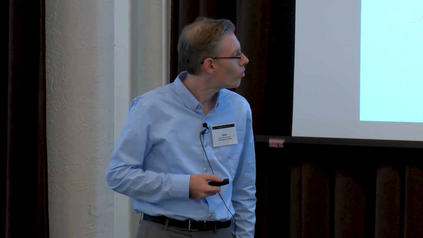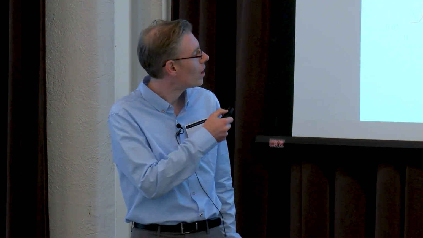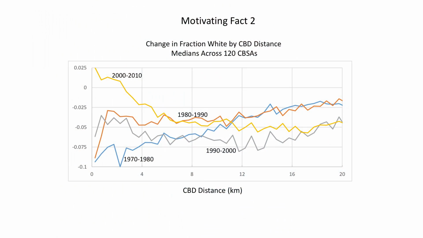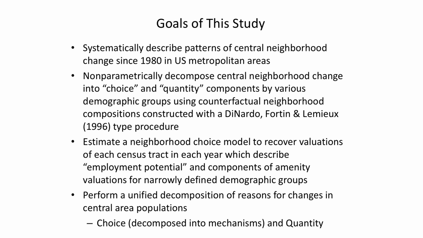Okay, so there's a lot of interesting neighborhood change going on in downtowns, and there are a few papers that think about this, and we're going to try to think about this in some of the same dimensions and some different dimensions, and try to understand what's going on here. I'm going to have 3 stages to what I do. The first stage is just to describe some patterns of central neighborhood change since 1980 in US metropolitan areas along the lines that I showed you just now.